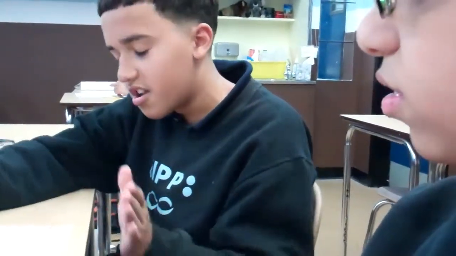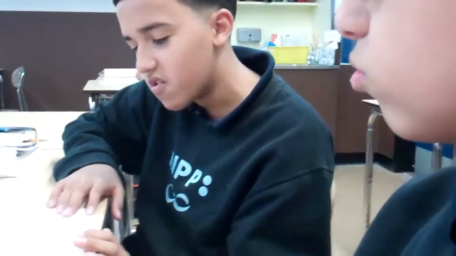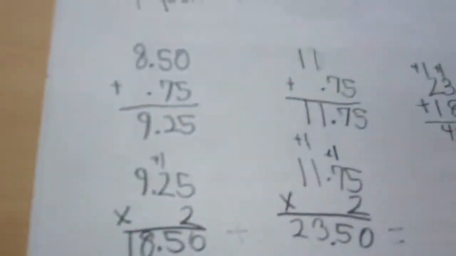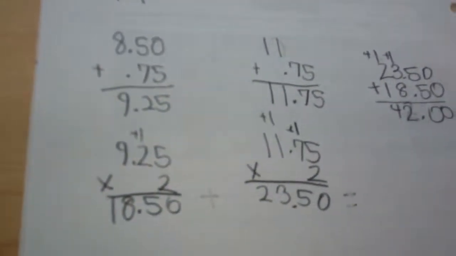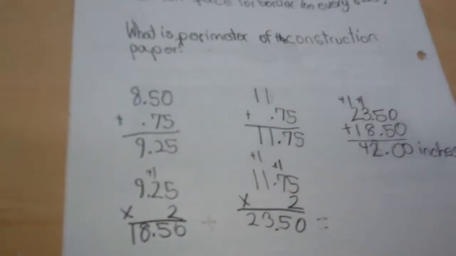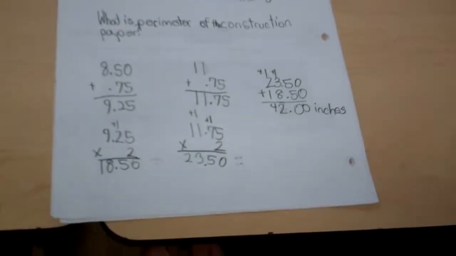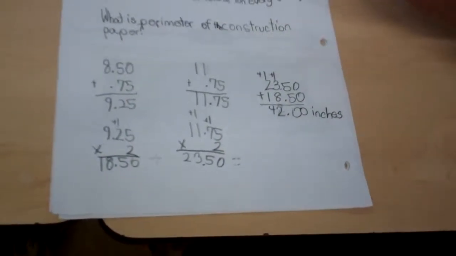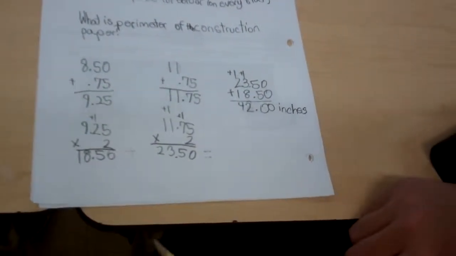Then we multiplied those answers that we got for that equation by 2 because there's 2 sides on each one, like a rectangle. And then lastly, we added those up and we got 42 inches. But if we were going to do it by inches, it would be 18 and a half by 23 and a half.